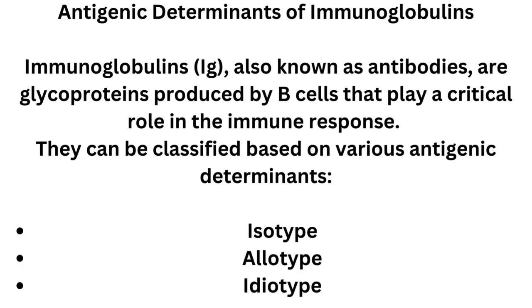Antigenic determinants of immunoglobulins. Immunoglobulins, which are also known as antibodies, are glycoproteins produced by B cells that play a critical role in immune response. They can be classified based on various antigenic determinants. They are isotype, allotype, and idiotype.